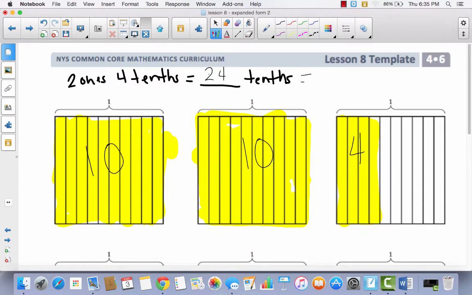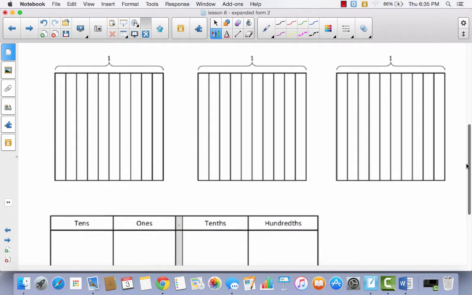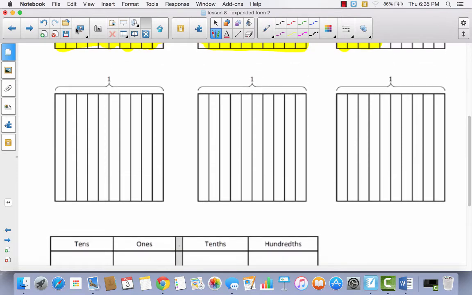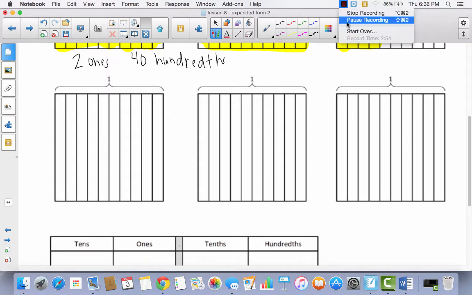Now, how would you write that as a decimal? Well, if you were going to write 2 and 4 tenths, you would write it like this, 2 and 4 tenths. So 2 ones and 4 tenths is the same thing as 24 tenths, which is the same thing as 2 and 4 tenths. Okay, let's try one more. All right, this time we're going to shade 2 ones and 40 hundredths. Okay, so I want you to pause the video, and I want you to take your pencil and lightly shade 2 ones and 40 hundredths, and then come back.